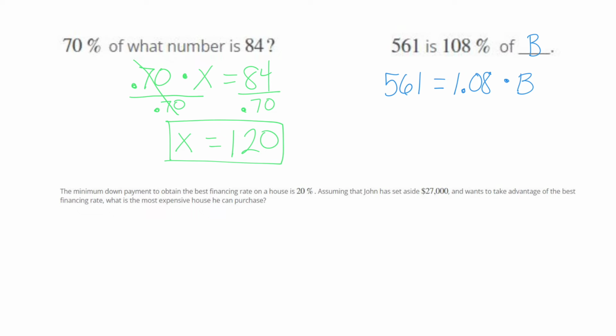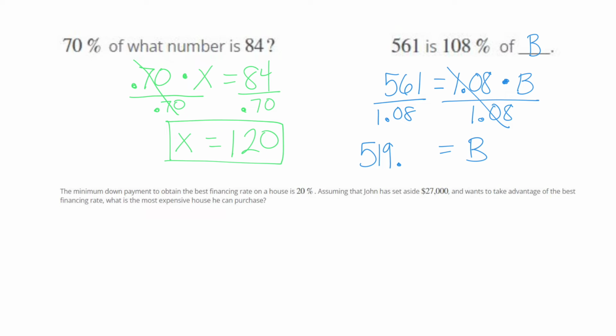So 108% of something is going to land you at 561. This 561 is going to end up bigger than my base because I went over 100%. Now again, since I'm multiplying here, if I want to solve for b, I have to undo the multiply by 1.08. So I'm going to divide both sides by 1.08. It will cross that off and it'll get my base value by itself. When you take 561 and divide it by 1.08, you get 519, and I have a 0.4 repeating.